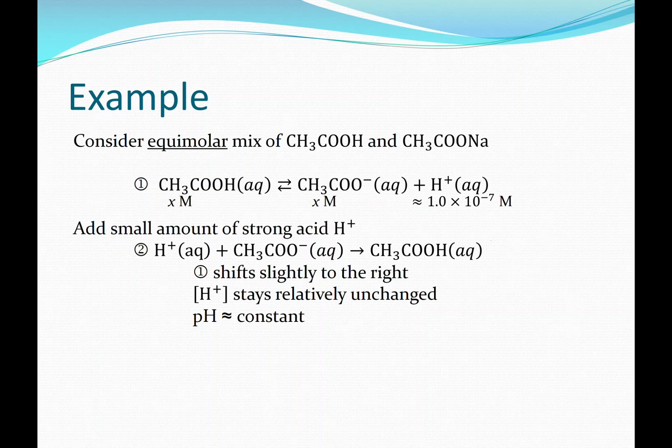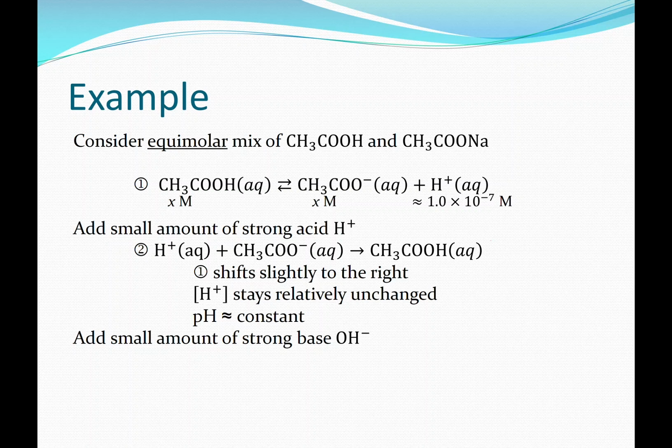It's not exactly the same. It will have an effect. The pH will change a little bit, but it's not going to be changed nearly as much as if we had added this to a regular solution, a neutral solution or something like that, or something that didn't have a buffer in it. Let's consider what happens if we add a little bit of a strong base.